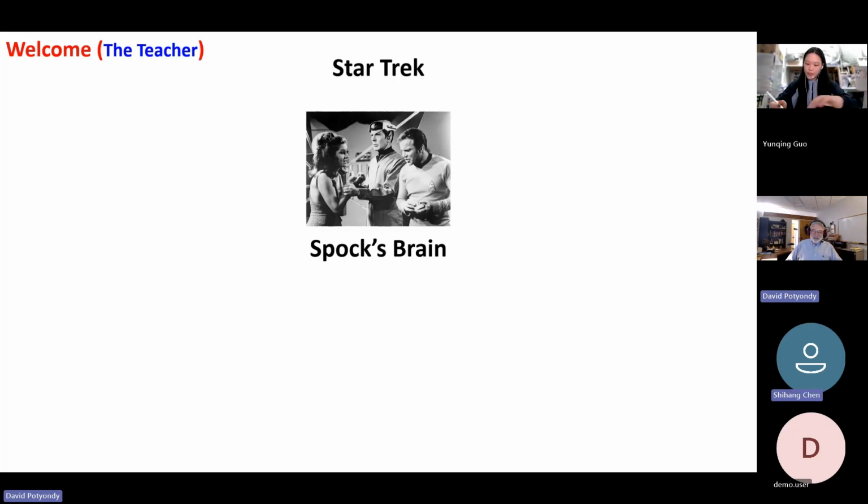Star Trek originally was a television series in the late 1960s. That's why it's in black and white. I was a young child when this was a television series. The idea was what we would call science fiction. The idea is that this is humanity maybe 6,000 years in the future, and they have spaceships that can travel throughout the galaxy.